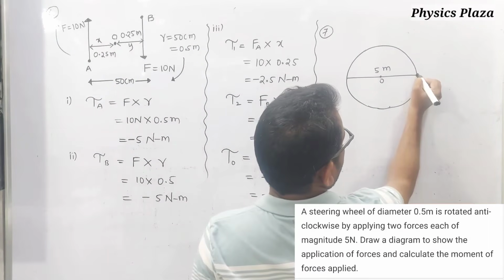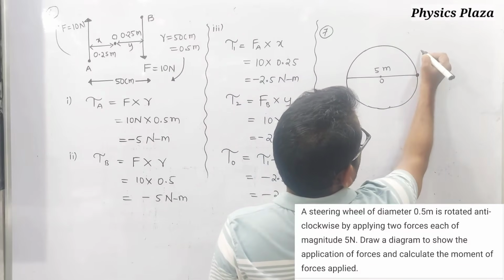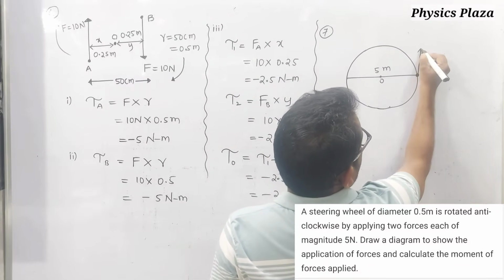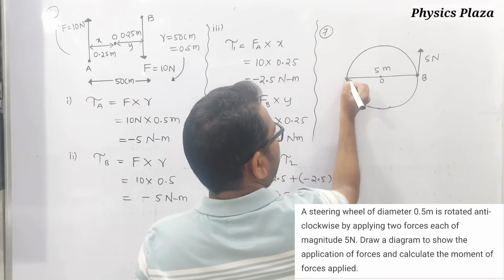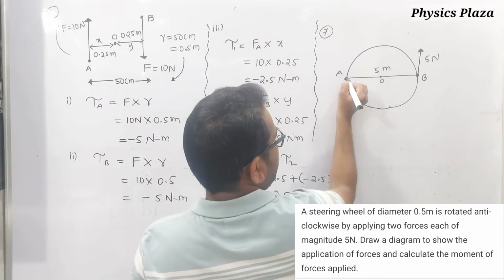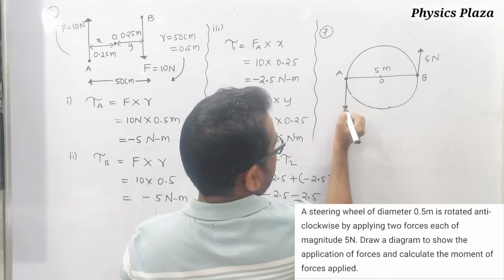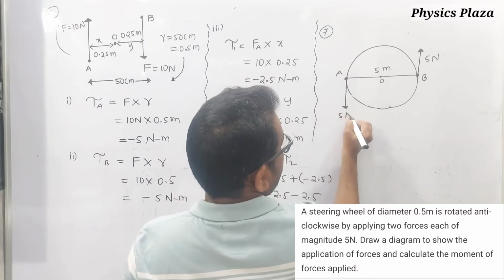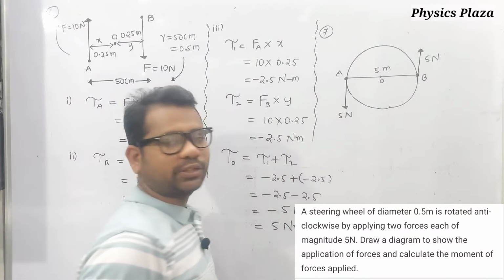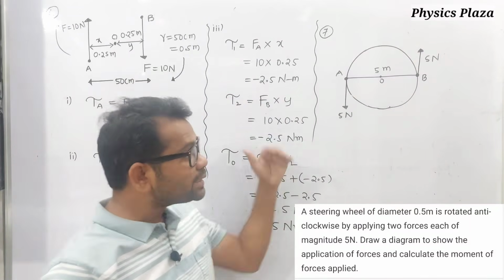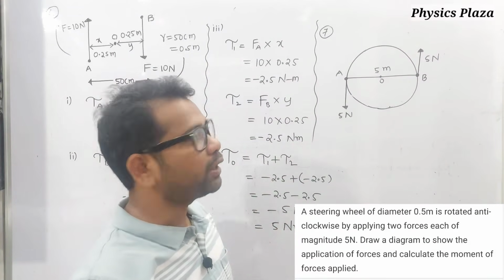Yes, let us say the point B, the 5 Newton force is acting here. This is 5 Newton force, and the force, let us say it's A, so it should act 5 meters like this, 5 Newton, sorry. So what will happen? It is rotated in an anti-clockwise direction. Now they are asking us to calculate the resultant moment about this point O.